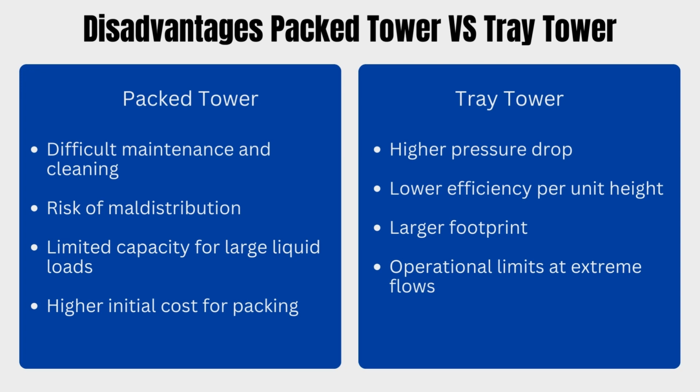Tray towers also come with their own set of disadvantages. They have a higher pressure drop, which can increase energy costs. They offer lower efficiency per unit height compared to packed towers. Tray towers typically have a larger footprint, requiring more space. They face operational limits at extreme flow conditions, making them less versatile for certain applications. Each type of tower has its limitations, and the choice depends on the specific needs of the process.